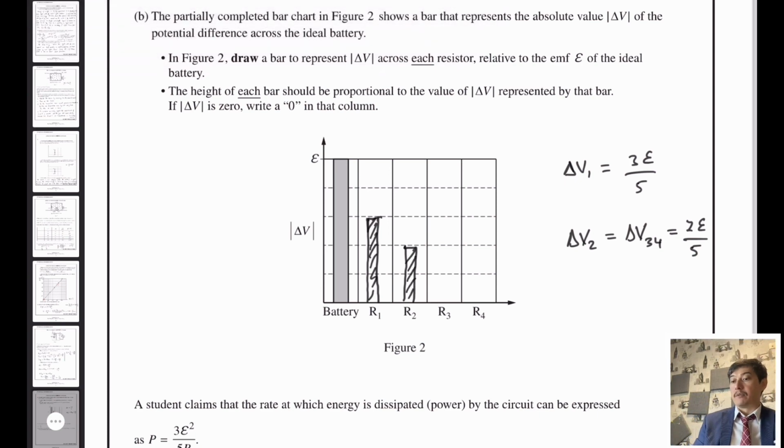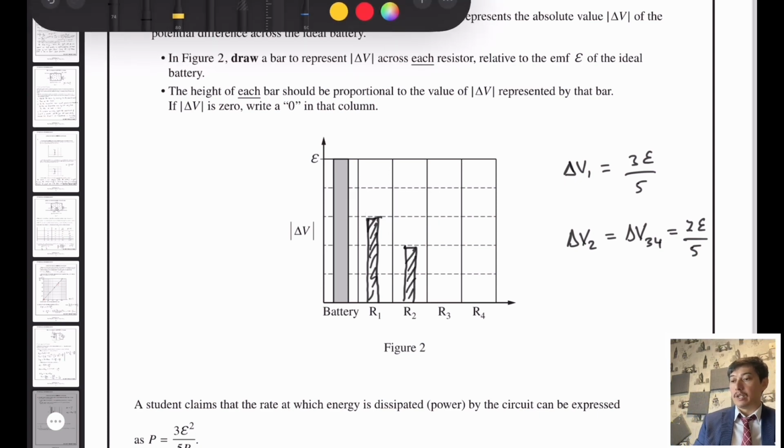And R3 and R4 together are making 2 epsilon over 5, but they are in parallel and they have the same resistance. That means they are equally sharing the voltage. So each one will have epsilon divided by 5.